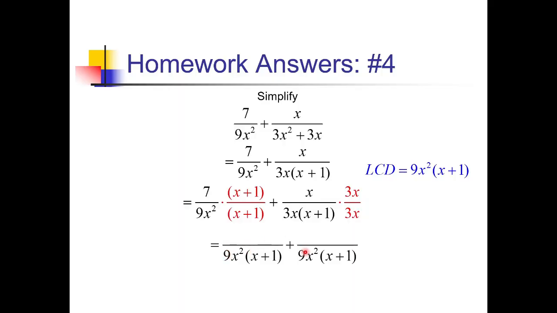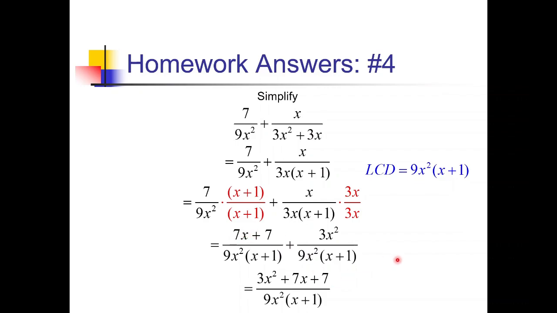So for my first fraction, I have 7x plus 7. And over here we have x times 3x, so 3x squared. Since I have the same denominator, I can just move all that together in one big fraction. So we have a 3x squared, a 7x, and a 7.